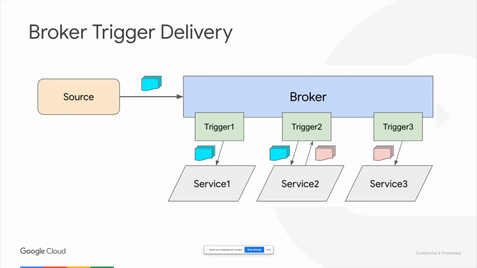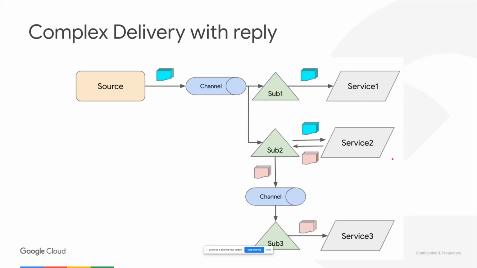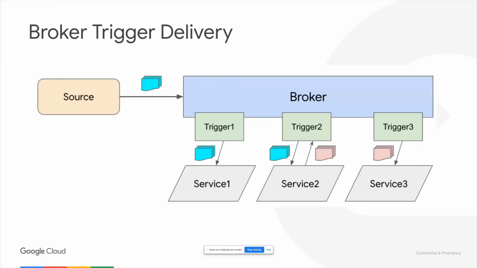And also the services can reply to messages. So for example, in this case, service 1 and service 2 are interested only in this kind of messages, so they will receive that message. But then service 2 will reply back, and then this message type will go back to the broker, but only service 3 filters on this type of message, so only that one will receive this message. So you can see that this previous use case that we did with complex delivery, with all the subscriptions and channels, you can do the exact same thing using broker and trigger delivery, using the right filters. So that's why it's much easier to deal with.